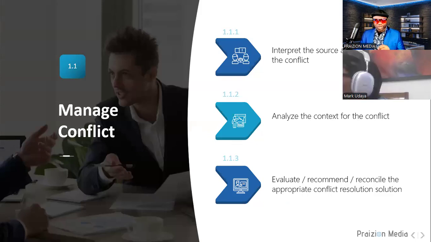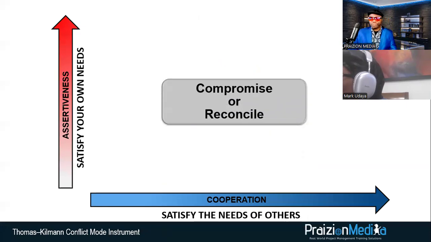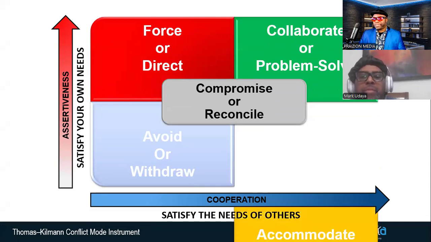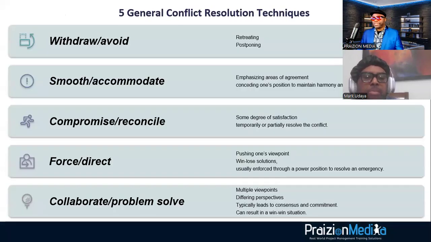To get this one down pat, my friends, you need to remember PMI's approach to conflict in a lot of their literature. It's from the Thomas-Kilmann Conflict Mode Instrument. As I said, compromise or reconcile, force or direct, collaborate or problem solve, accommodate or smooth, avoid or withdraw, all that stuff. And then there are little words that help you know which one is which.